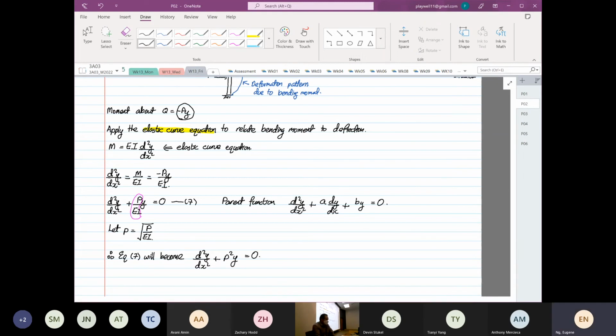So now if we were to look at the general solution, can you all remember the general solution? So what is this? Is it 2 real roots, 2 repeated roots, or complex conjugate roots? Anyone? Any idea?